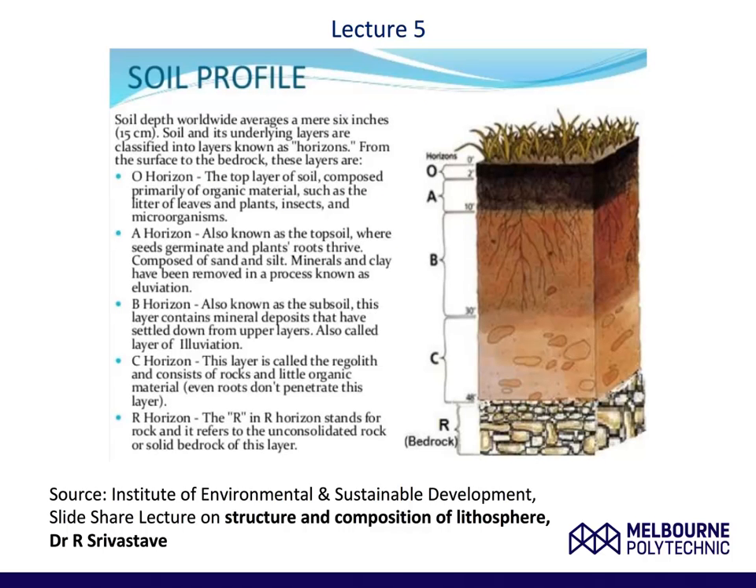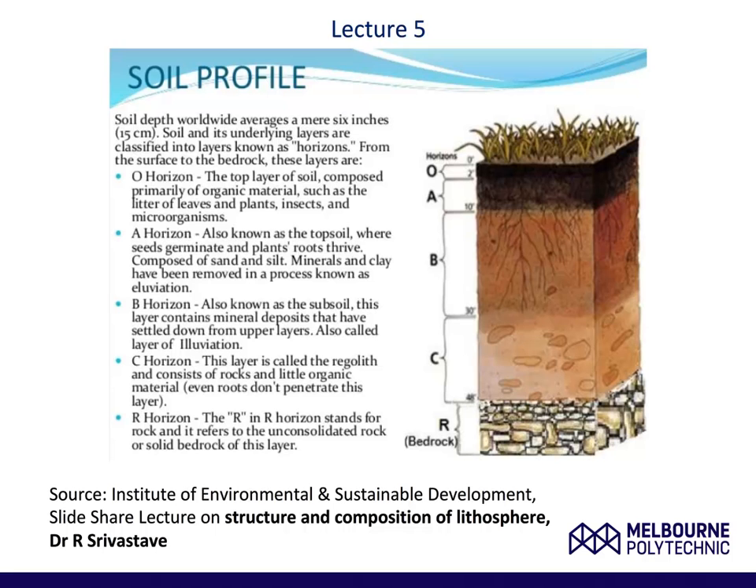So, what might a typical soil profile look like? Well, you can see here in the illustrated version that we start at the top with the plants. And just where they intersect with the soil, this is the O horizon. It's about 2 inches thick. It is the top layer of soil composed primarily of organic material, such as litter of leaves and plants, insects and microorganisms. The O horizon is very important in infiltration, that is, water and nutrients getting into the soil. If infiltration characteristics of the soil are poor, then this is not good for your crop production.